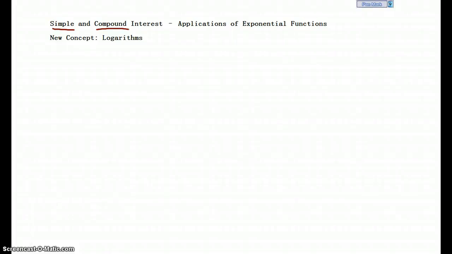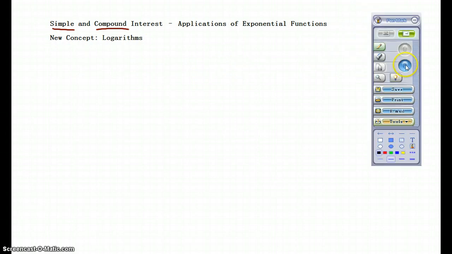In this video segment, we're going to talk about simple and compound interest, which is actually a fantastic application of exponential functions and very realistic. It's something that everybody should know at least a little bit about. We'll introduce at some point a new concept about logarithms, which will help us do a variety of things. We'll come back to that.